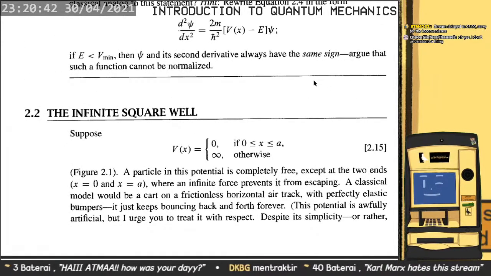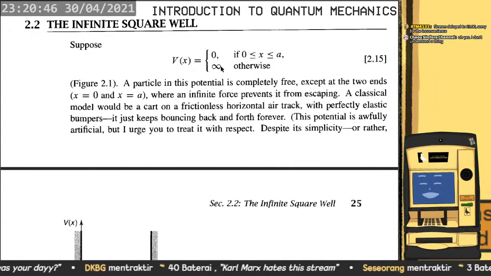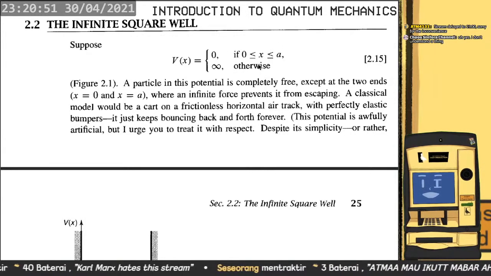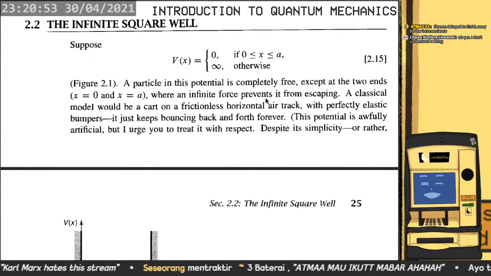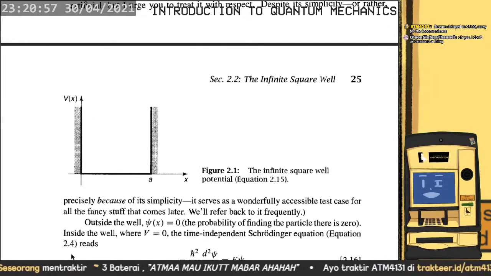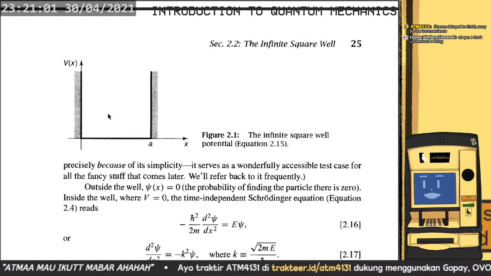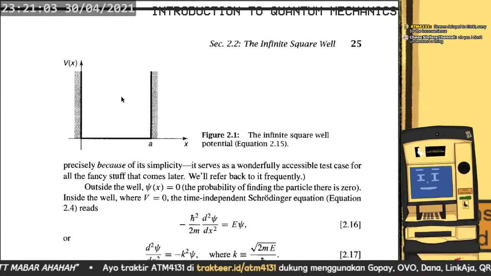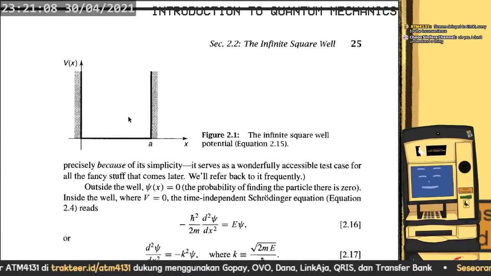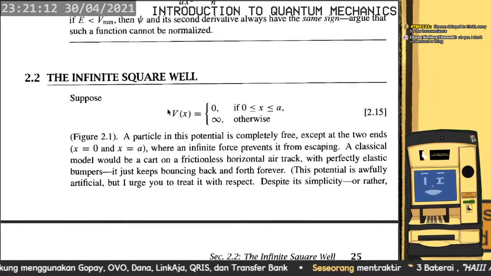Okay, the infinite square well. Suppose that V(x) is 0 if x is in the range between 0 and a, and infinite otherwise. So it's just like Figure 2.1. In between the range of 0 to a, it's 0, but at all other locations it's infinite.